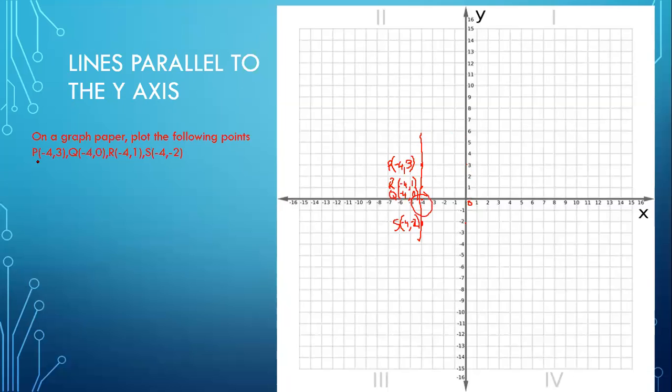You can see over here also, all these points have x coordinate as minus 4. So if any line is parallel to the y-axis, we can describe that line by the equation x is equal to b. Here b is the coordinate of the x-axis. Now here if you will notice, the line is passing through minus 4. So I can describe this line as x equal to minus 4.